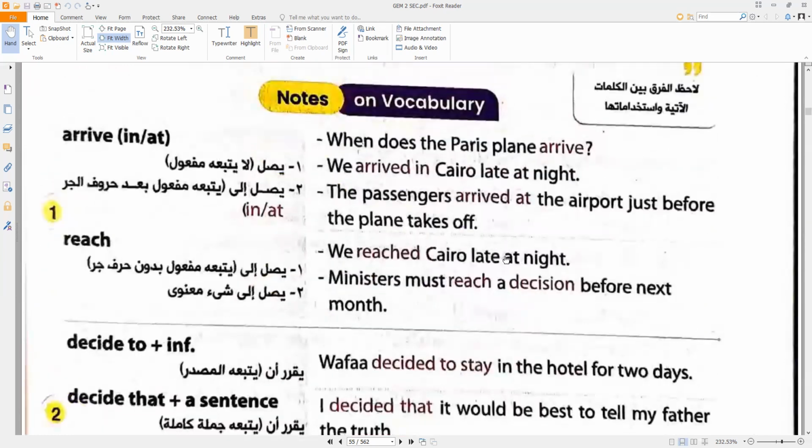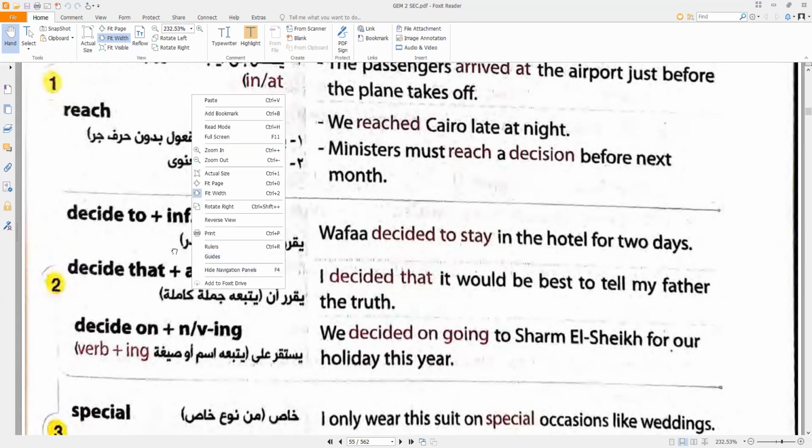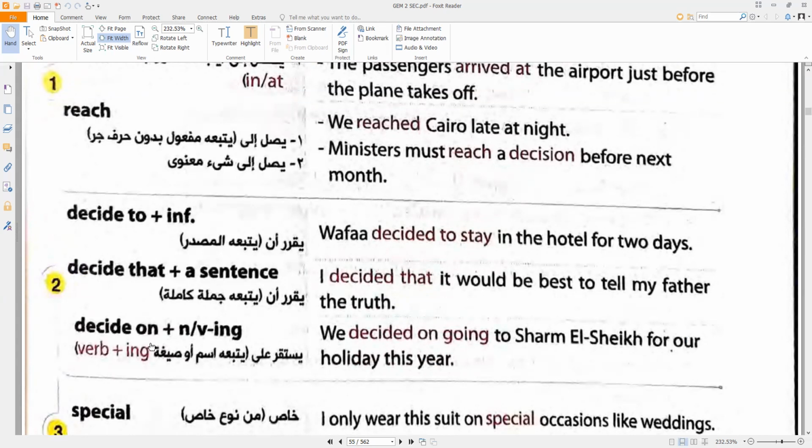Let's go to the last part, notes on vocabulary. We see that arrive, we use in and at, and we differentiate between in and at. We use a small place after at and a big place after in. Reach, we use it without a preposition. He reached the place. Decide to plus infinitive: I decided to do something. Decide that, of course, I will write a sentence. Decide on plus verb plus ing.